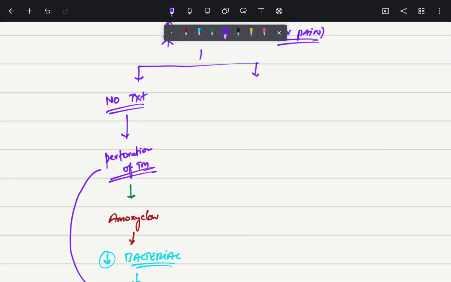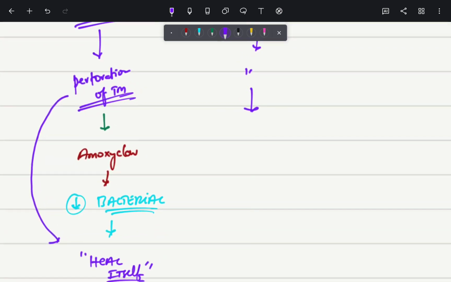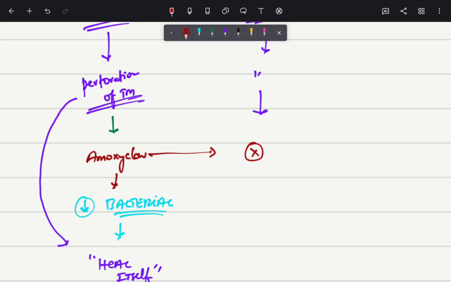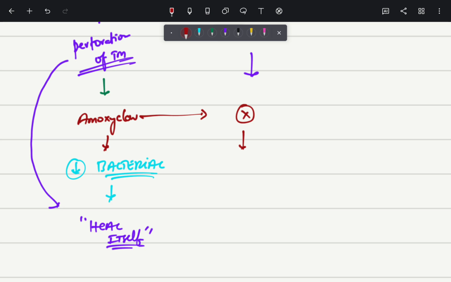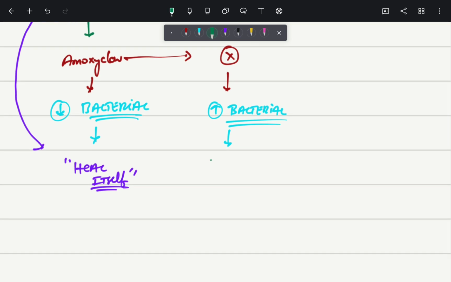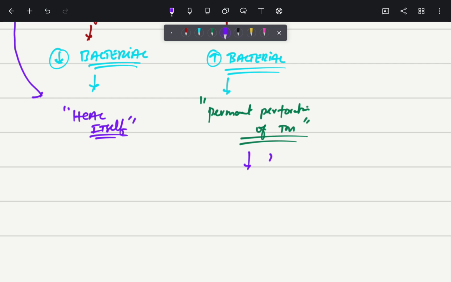Now similarly, if there is no treatment and there is perforation of the tympanic membrane, and unfortunately even after the perforation, this guy is absolutely devoid of money, and he cannot afford the amoxicillin. So what will happen, the bacterial load will increase in this patient, and this increased bacterial load will cause permanent perforation of the tympanic membrane, and eventually after 3 months this can cause chronic suppurative otitis media, which I will be discussing in my next video.